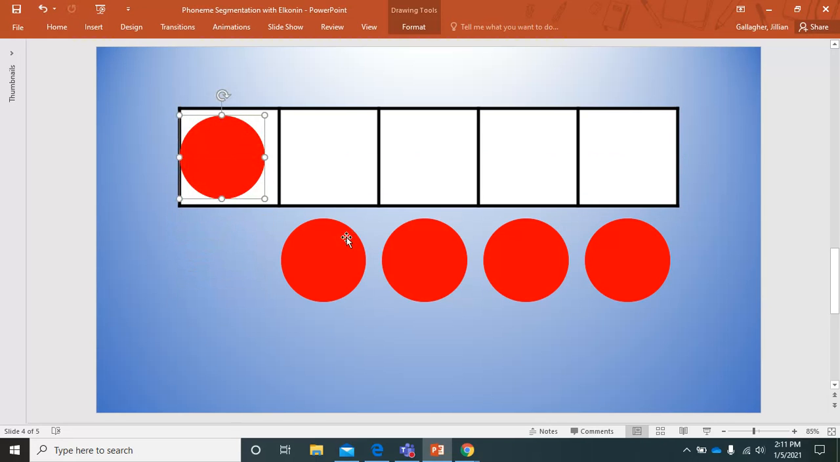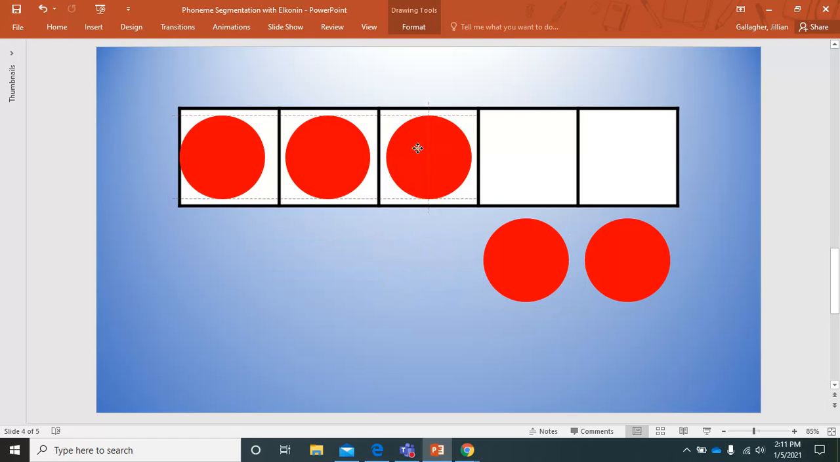M, oo, n. Moon. This is one of those great examples where the number of phonemes does not match the number of letters.